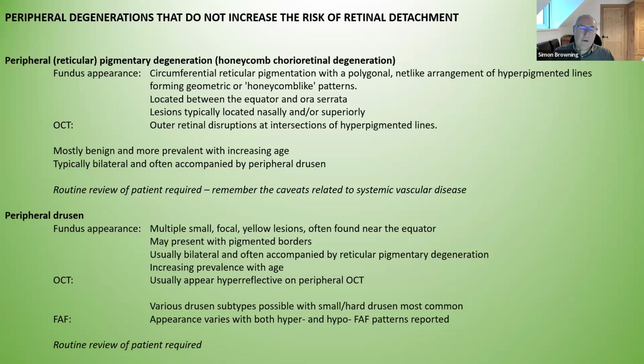frequently seen in older people, but remember there is this correlation to vascular disease. People with honeycomb degeneration are far more prone to things like stroke and non-arteritic ischemic optic neuropathy. And so be aware of that.